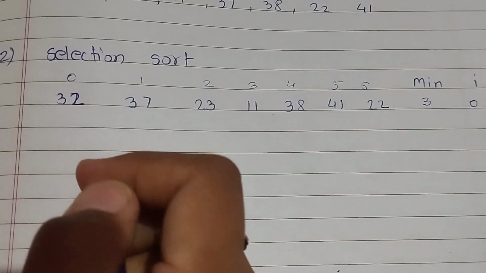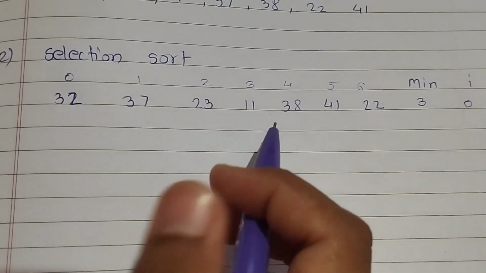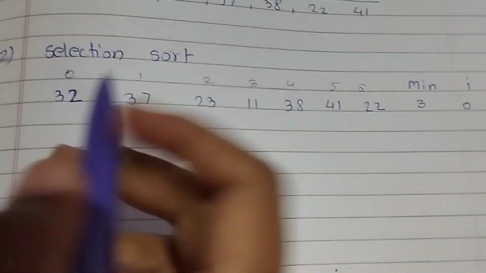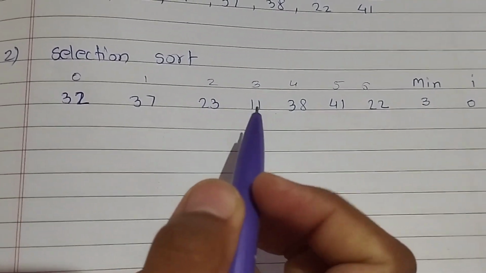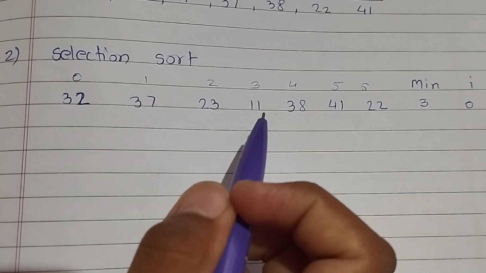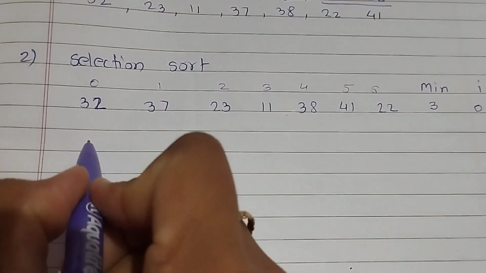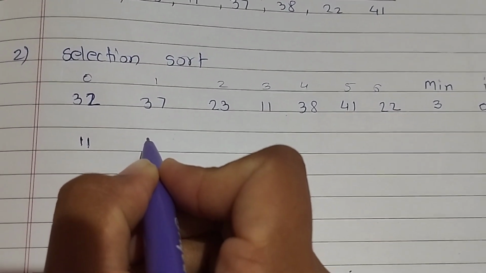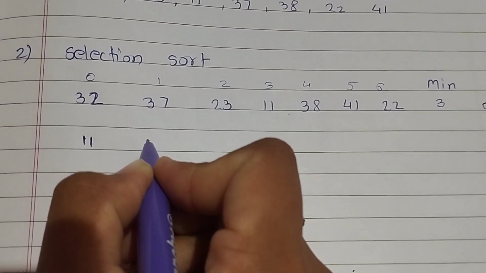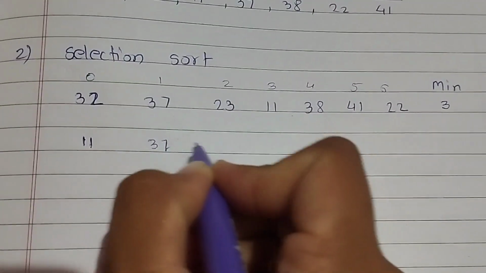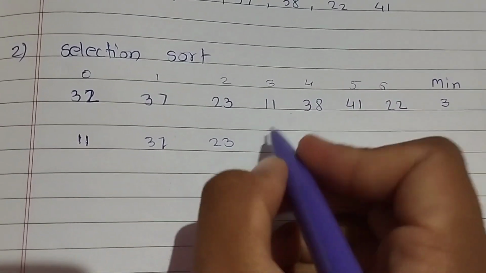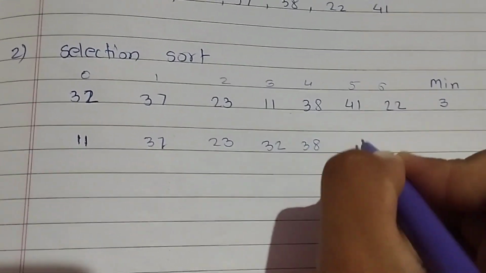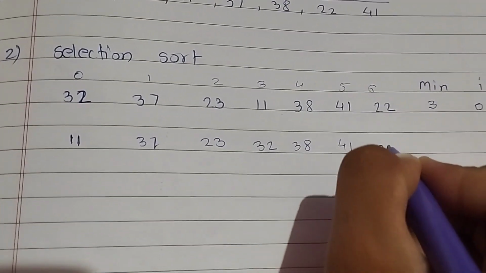Now we want to swap this minimum number with i, meaning this 11 we put on the first index. So now here is the 11, we swap 11 and 32, 11, 37, 23, and now here 32, 38, 41, 22.